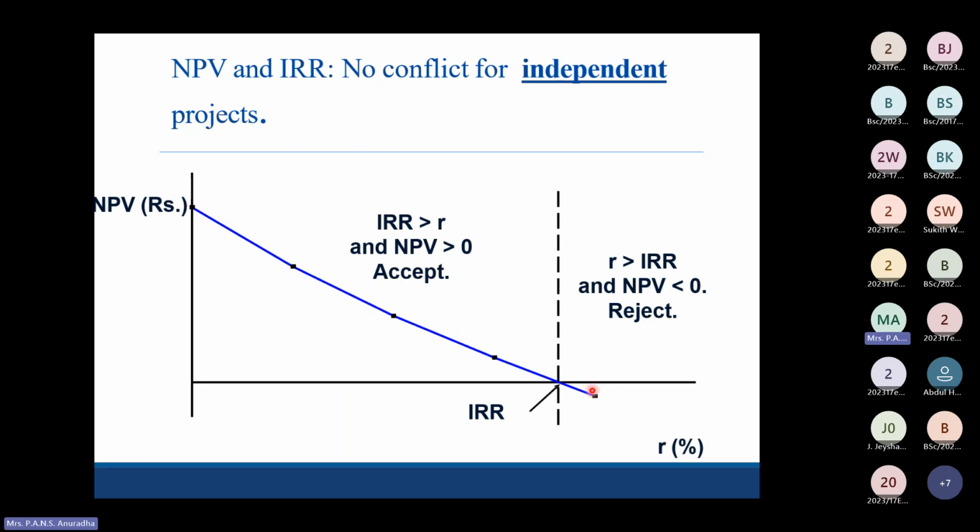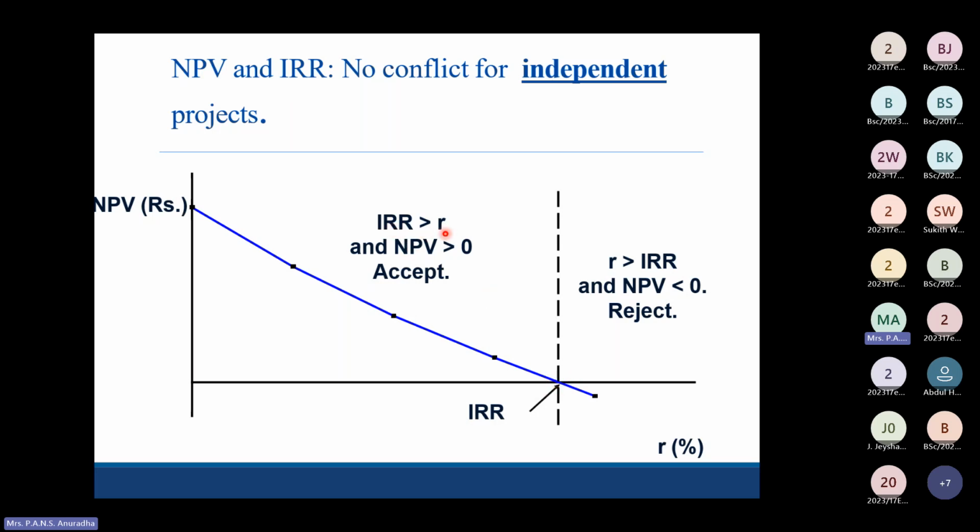In this NPV profile, you can see for this particular project, this point is the IRR, because here you can see NPV is 0. So this is the IRR. Right? So now these are the different costs of capital, and this is the point where the IRR is.